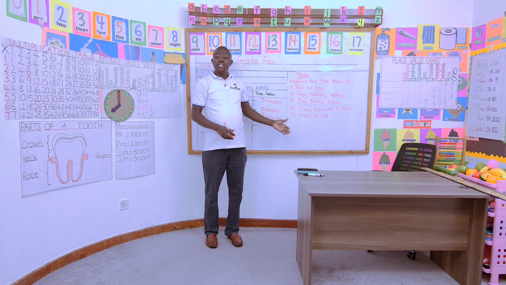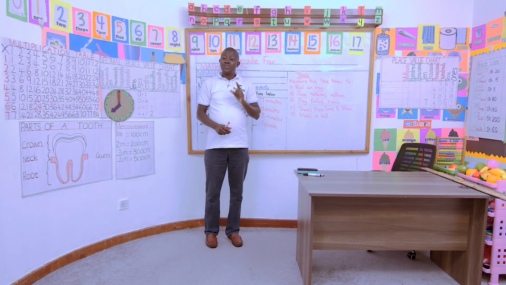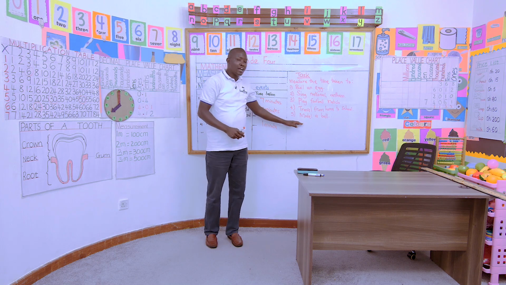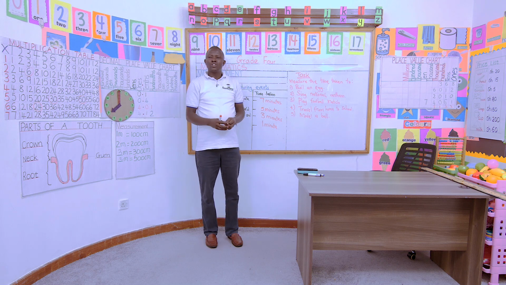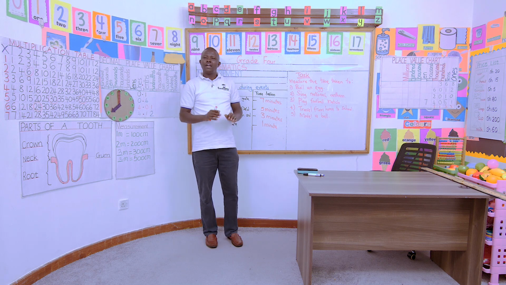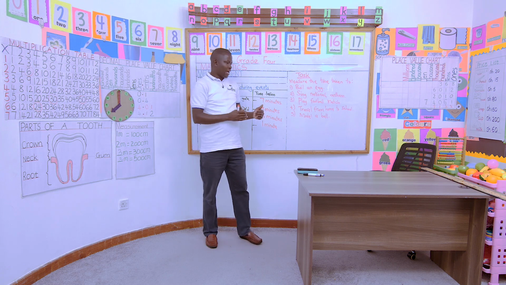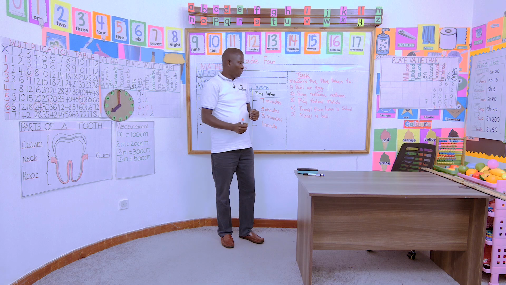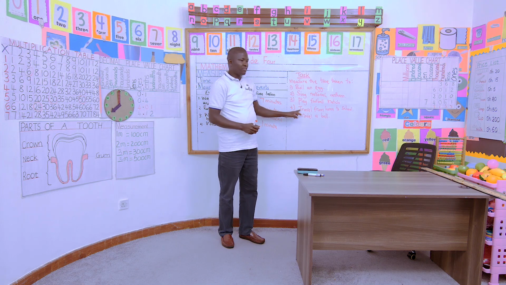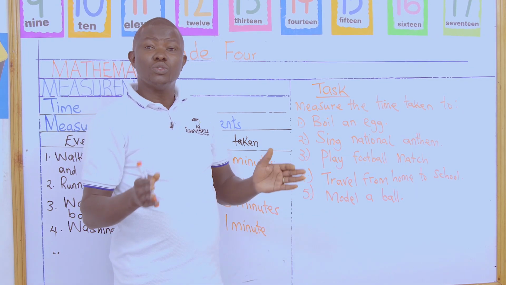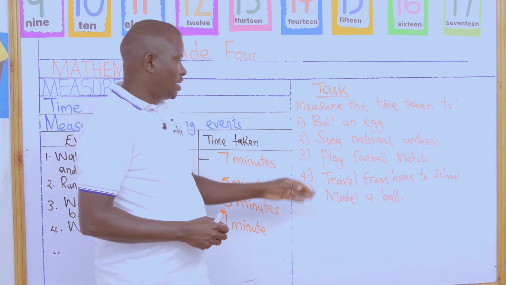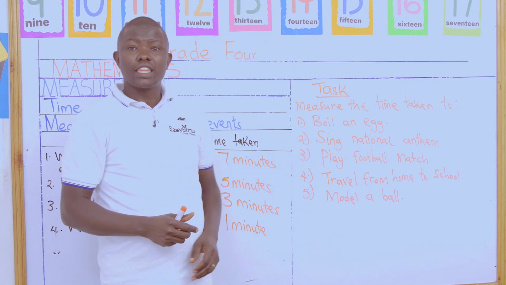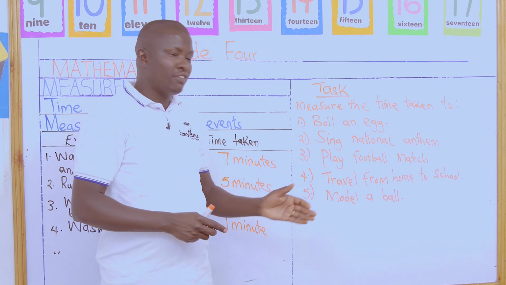And this can only be known when you carry out that activity. If it is modeling a ball, take your plasticine, your modeling clay, try to model the ball until you are satisfied. And by so doing, make sure you time yourself. The time you start and the time you finish. As you start the journey from home to school, make sure you record the starting time and the time you arrive at school.